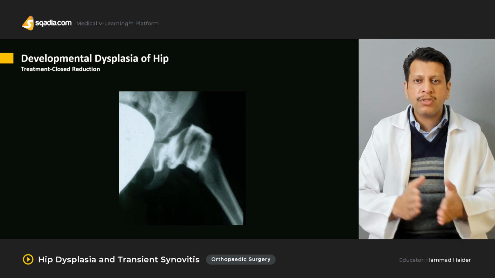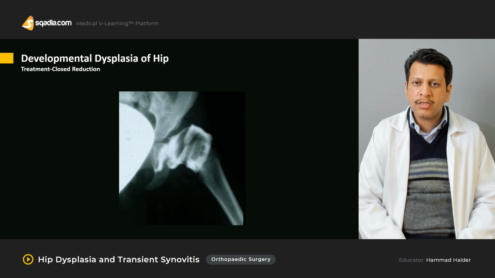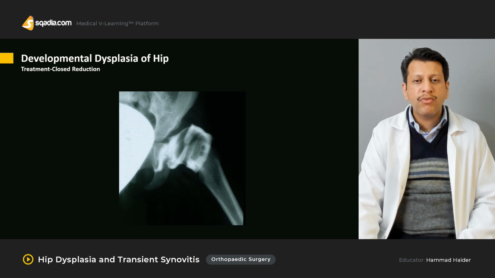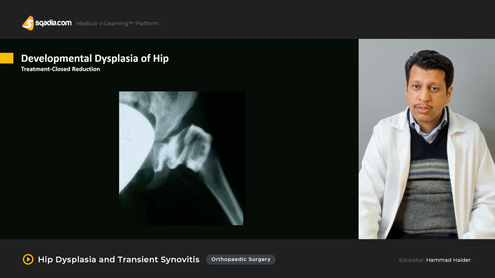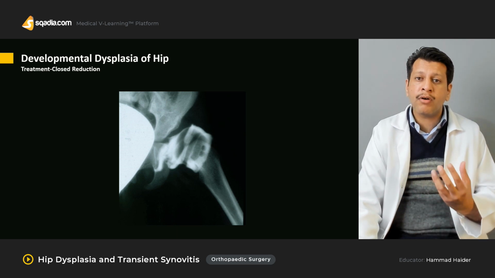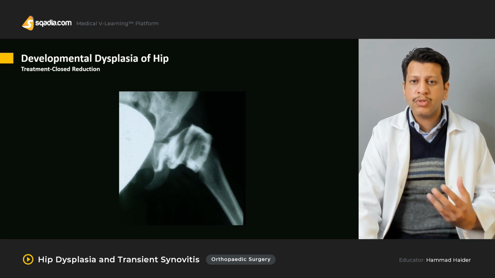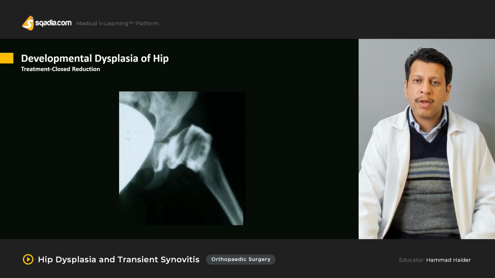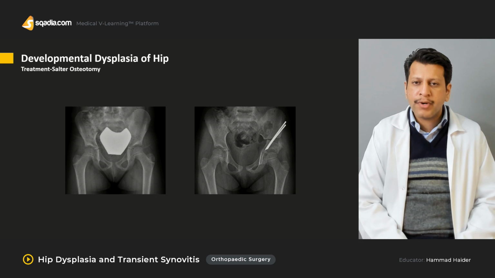Then from 6 months to 18 months, the treatment option we usually have is closed reduction, internal fixation. We'll be discussing in detail the steps to follow, how to reduce the head first, the different steps for operative arthrography, and how to do the closed reduction and then apply the spica as well. From then we'll be moving on to some form of open reduction techniques and osteotomies as well.